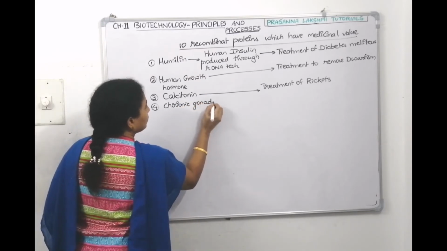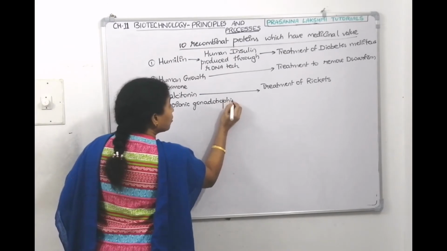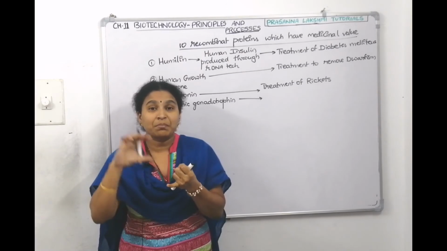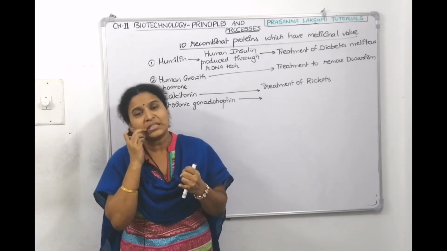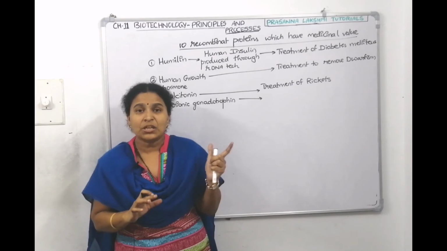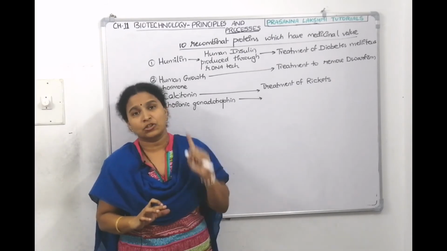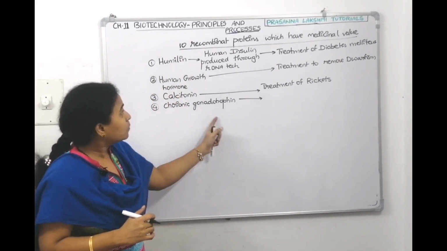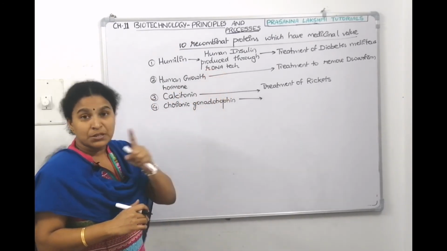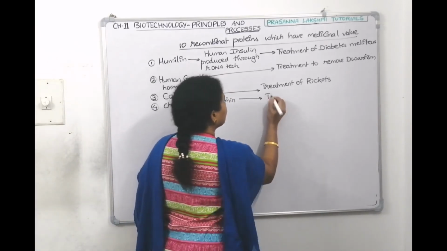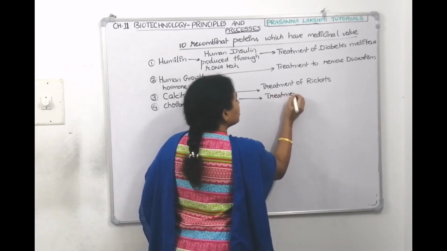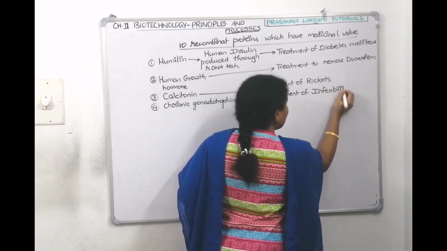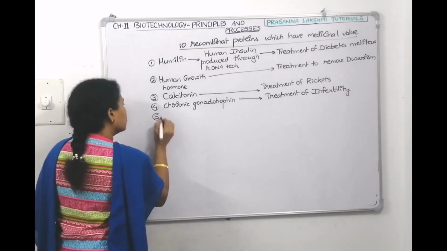Then, next hormone, it is chorionic gonadotrophin. HCG is a hormone which helps in pregnancy, right? HCG is a hormone only seen in pregnant conditions. Now, HCG helps in treatment of infertility issues. So it will help in fertility. HCG can also be produced by rDNA technology route. It helps in treatment of infertility.